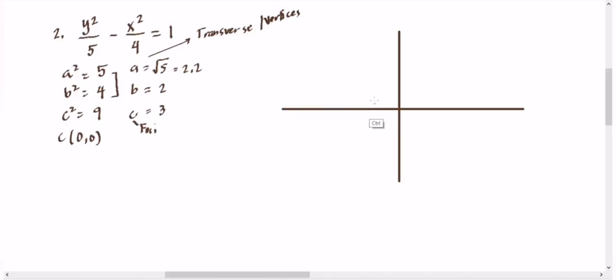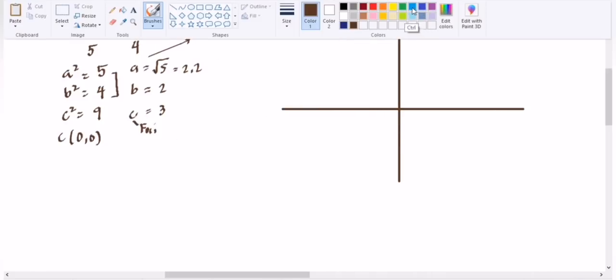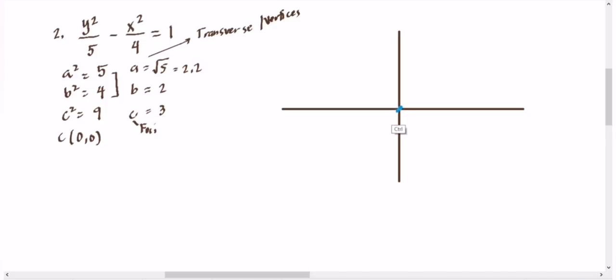So, yung center natin 0, 0. So, locate natin dito yung 0, 0 natin. Okay, then, yung A ay 2.2. So, ang tanong, yan ba ay pataas, baba, or papunta sa x-axis? So, yung A natin ay 5, tama. A squared. So, ang 5 natin ay nasa ilalim ni y squared. So, ibig sabihin, papunta tayo sa y-axis. So, dito, bilang tayo ng 2.2.